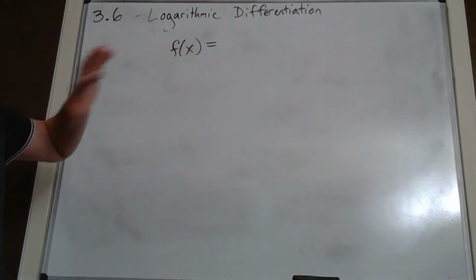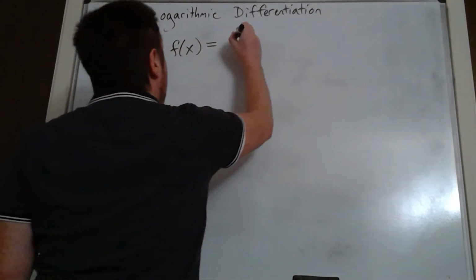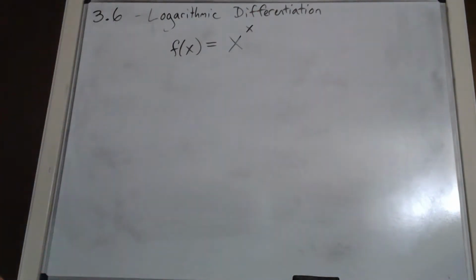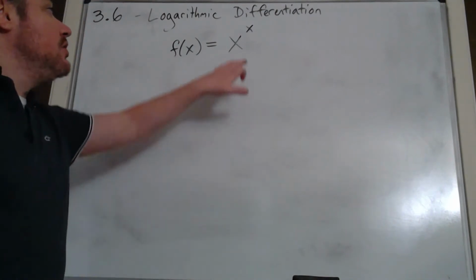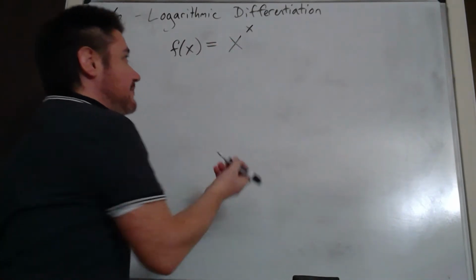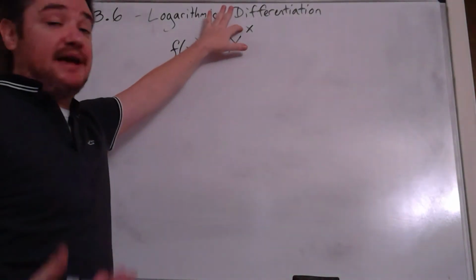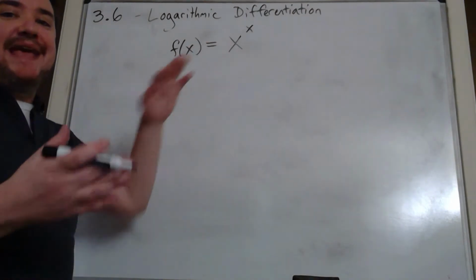Here we're going to do a function where we have to use that method. And this is an interesting looking function. Let's try x to the x, x raised to the x. What type of function is that? Well, it's not a power function, because it's sort of like an exponential function since I've got a variable as my exponent. But it's also kind of like a power function because I've got a variable base. So we can't use either rule though.